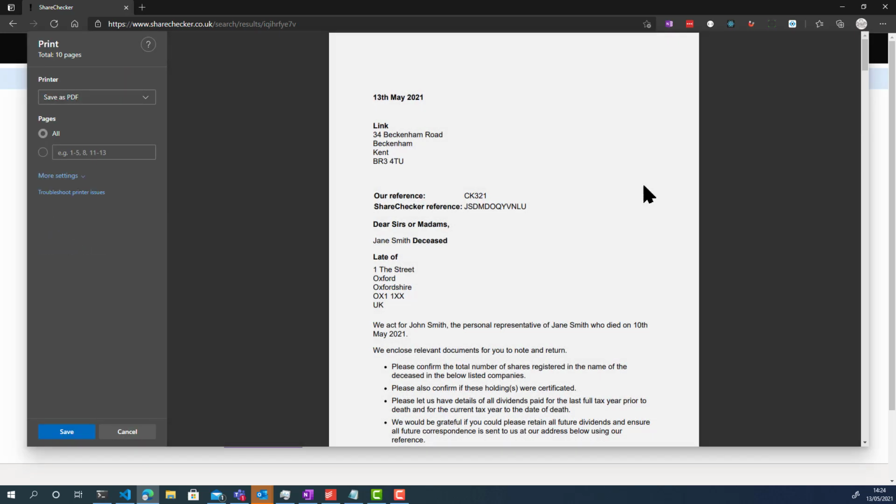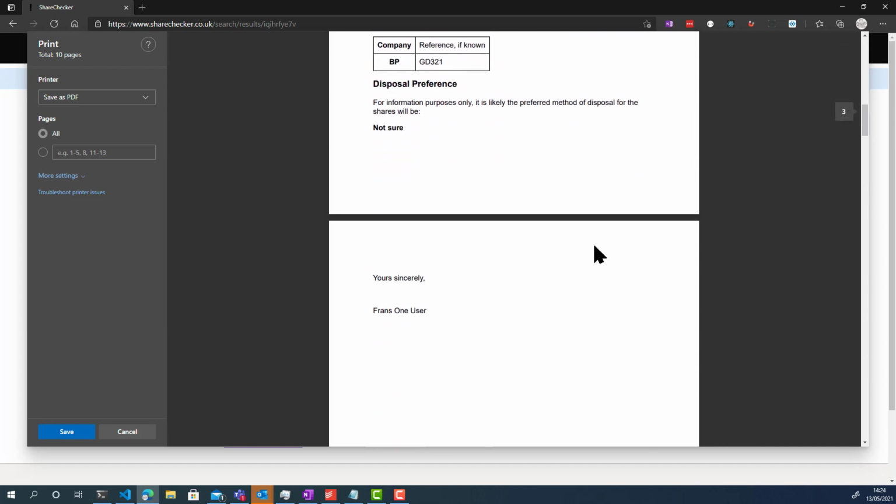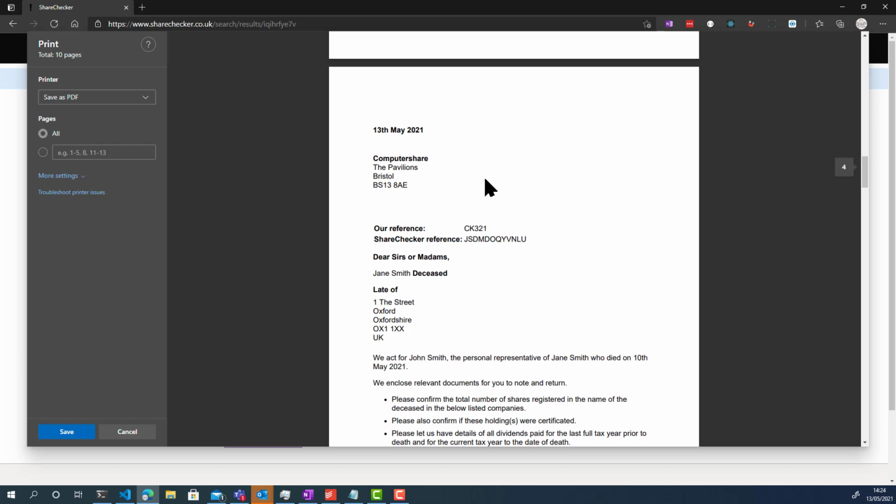What that will then do is generate 3 letters, one for each of the registrars. This one is for Link, and then it has all of the information in it that you have entered, as well as there's one for Computershare as well, and so on. So you print this letter out and send it to each of the registrars. Given the information you are enclosing and the documents you are enclosing, it is highly likely that you will be able to do this in one round trip rather than writing a letter and then having to get more documents back that you then have to write back and so on.